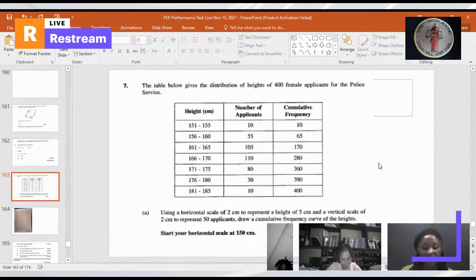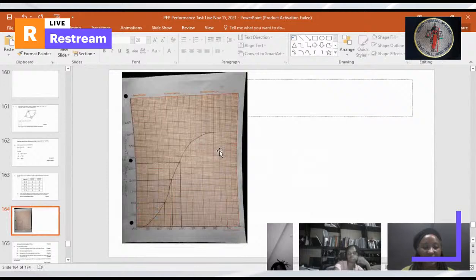The instruction for the graph says using a horizontal scale of 2 centimeters to represent a height of 5 centimeters and a vertical scale of 2 centimeters to represent 50 applicants, draw a cumulative frequency curve of the heights. And it says you're to start your horizontal scale at 150 centimeters. So here is the graph.